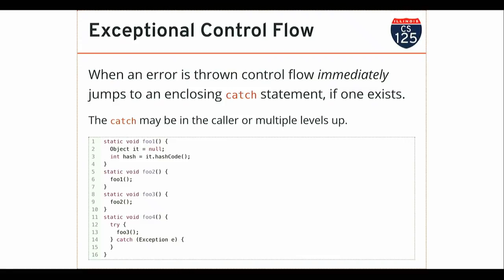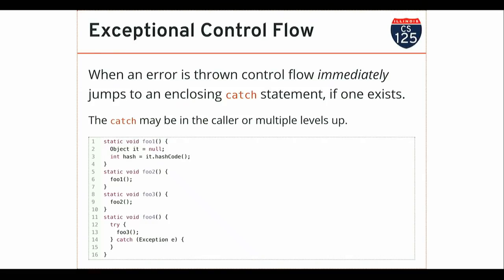If it doesn't find one, that's when your program crashes. So if Java gets all the way up and hasn't found any way to catch this exception, then the program will stop. And you'll see some output at the console or in the log if you're using Android. So here's an example here. I've got four levels of function nesting. So foo four is calling foo three, which is calling foo two, which is calling foo one. Foo one generates a null pointer exception.